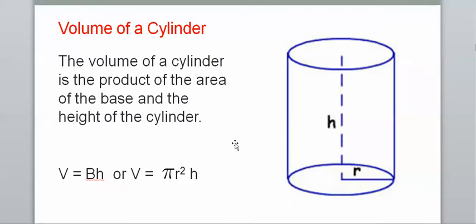Let's talk about cylinders. The volume of the cylinder is going to be pi times the radius squared, which is the area of the base of a cylinder, times the height. Okay, so basically a cylinder is a circle with height.